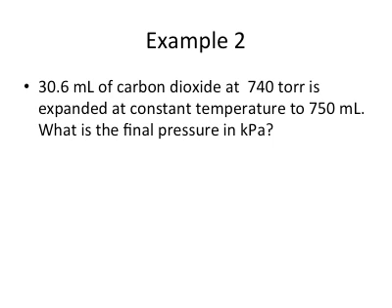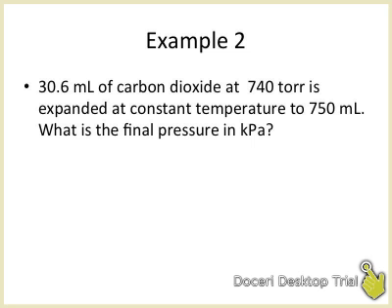All right, example 2. 30.6 milliliters of carbon dioxide at 740 torrs is expanded at constant temperature to 750 milliliters. What is the final pressure in kPa? Okay, so honestly what I would do is I'm just going to go ahead and use PV equals PV, and I'm going to get my pressure, and then I'm going to try to convert, as opposed to trying to convert first. That's how I did it. That's what makes sense to me. It really doesn't matter which way you do it.